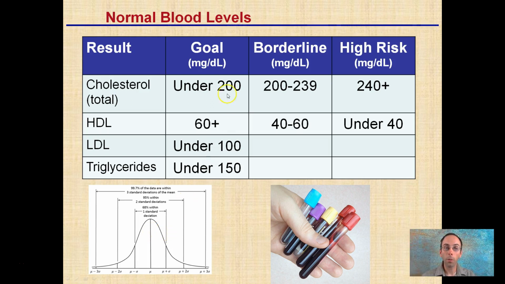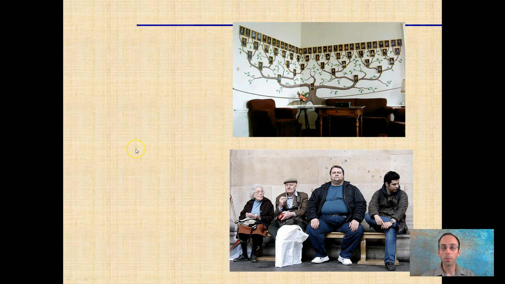Now, this isn't true for everyone, and they may be changing some of these levels, but it gives you just an idea of that total cholesterol under 200, but breaking it down further into the different types of cholesterol. So hopefully you get a better understanding for the difference between these two.